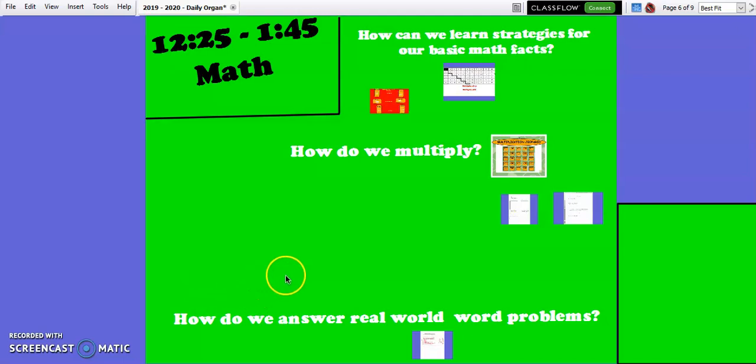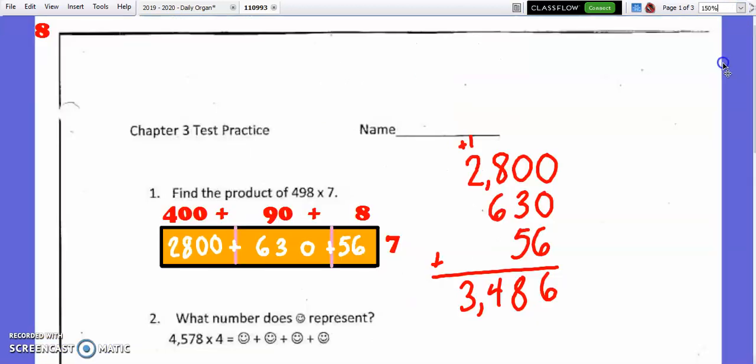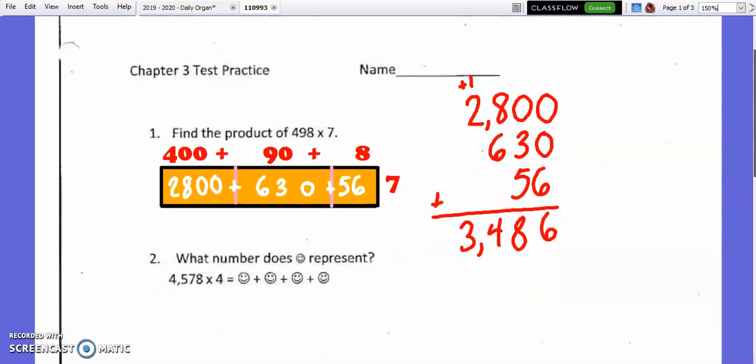Hi students and family members, let's review multiplication. Today in class, you can see we did a couple of problems together, specifically the multiplication problems. I'll go over the ones right now that we didn't complete in school today.